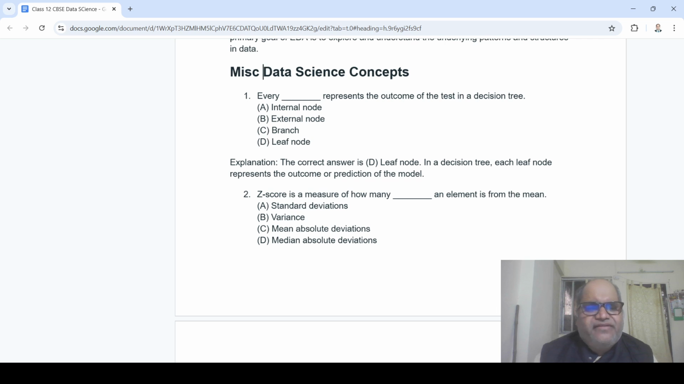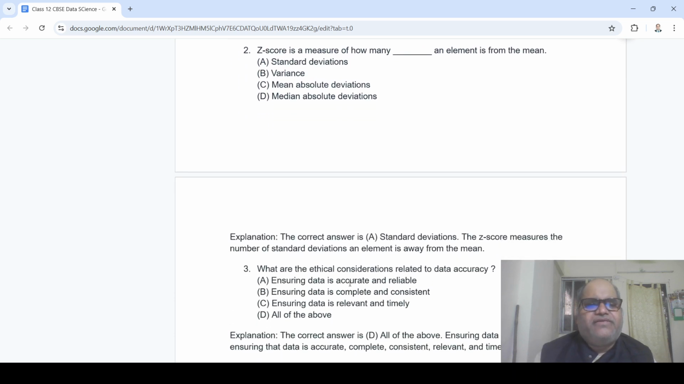Now, the missing information that represents the outcome of a test in a decision tree. Which one? Leaf node, right? So all your decision points are at the leaf node. You might remember this from the decision tree examples that we took. Z score: we actually saw it, right? Z score is a measure of how many standard deviations an element is away from the mean. But this is actually covered anyway.